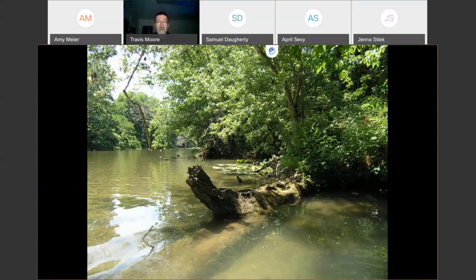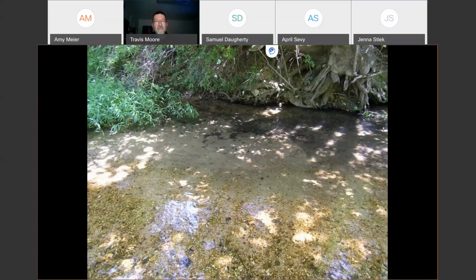And that works in northern Missouri as well. I always look around fallen logs.